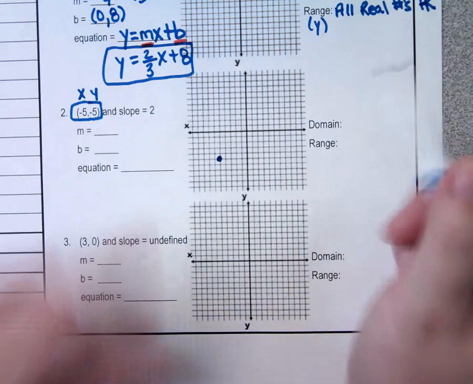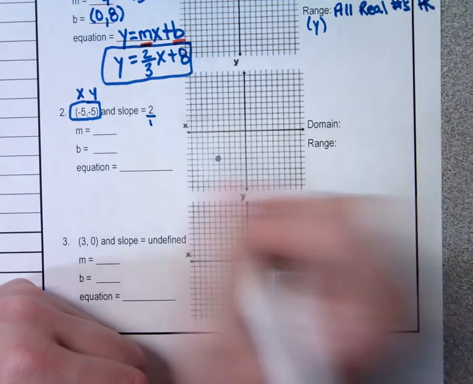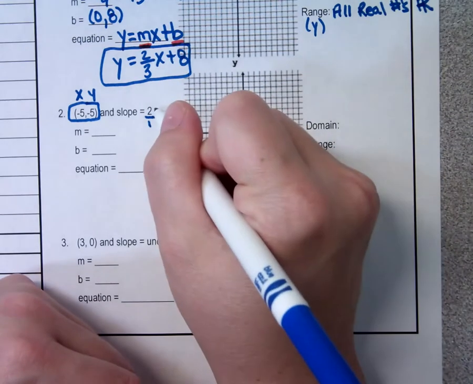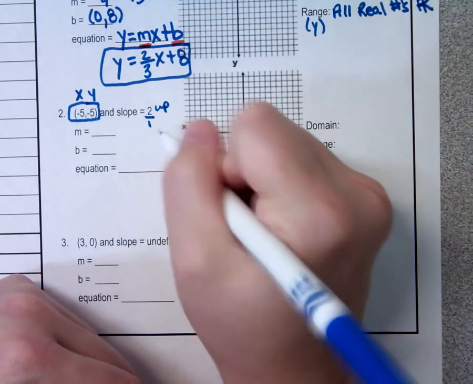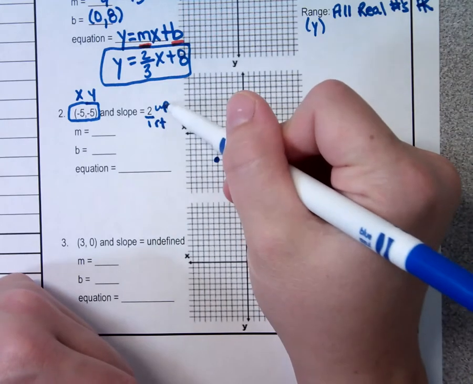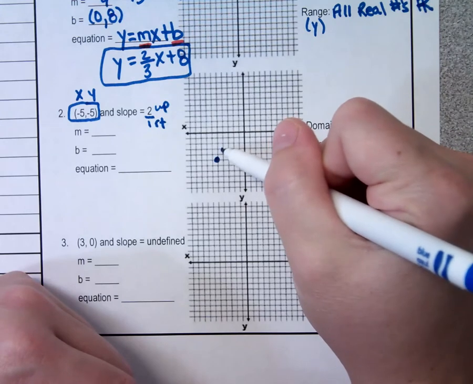Now I'm going to plot my slope. What is 2 understood to be over? 1. Every number is understood to be over an imaginary 1. So since the top number is positive, I'm going to go up. And since the bottom number is positive, I'm going to go right. Remember, slope is rise over run or fall over run. So from my point I plotted, I'm going to go up 2, right 1.